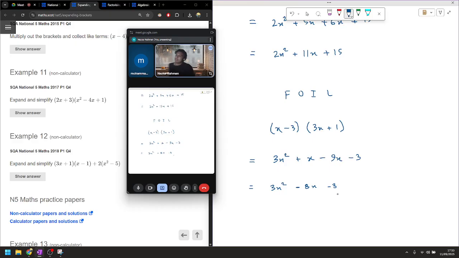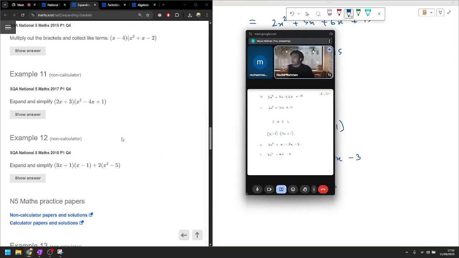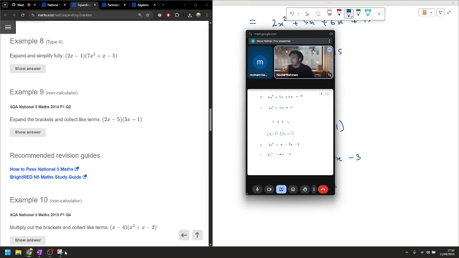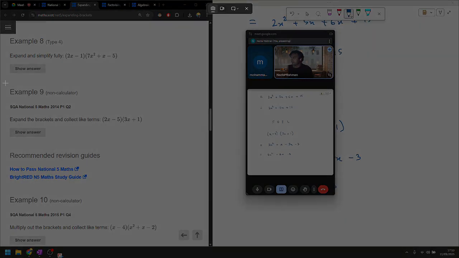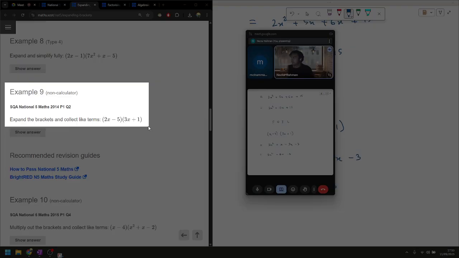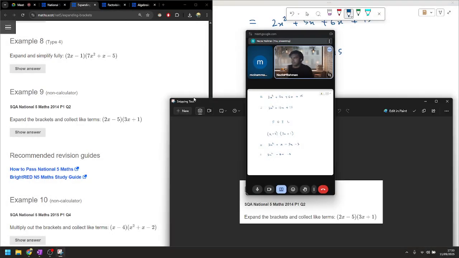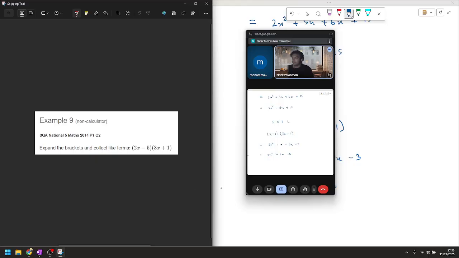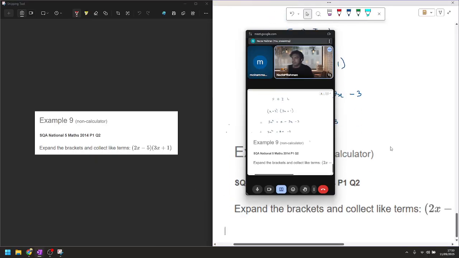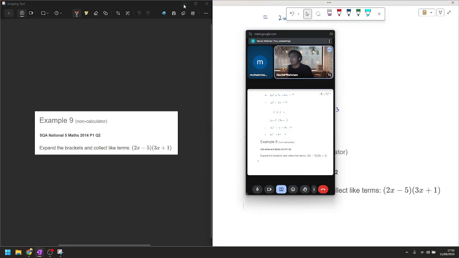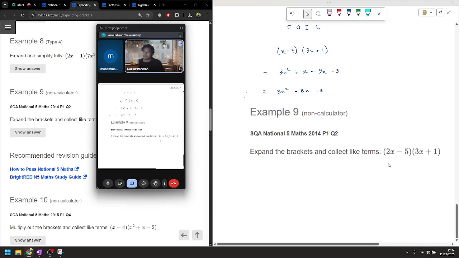Okay. All right. So I'm going to give you another from the examples, which means these are past exam questions. Okay. So this is from 2014, paper 1, question 2, which I think you can do now. I don't think this is too hard for you. Okay.